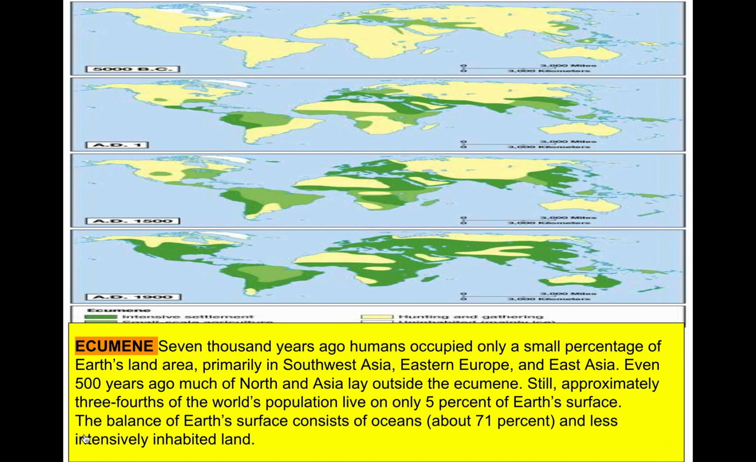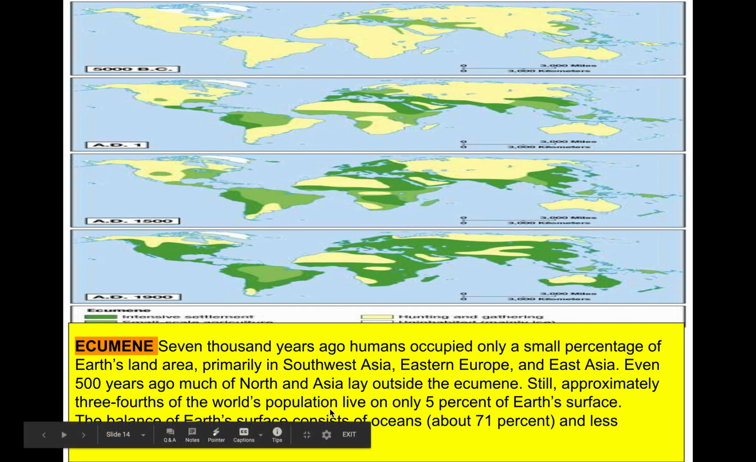All right, so we can see what's happened to ecumene over the span of 5,000 before Common Era, during the first ancient civilizations, to post-1900 Common Era. And we can see that still about three-quarters of the world's population lives on only 5% of Earth's surface, and oceans make up 71% of Earth's surface.